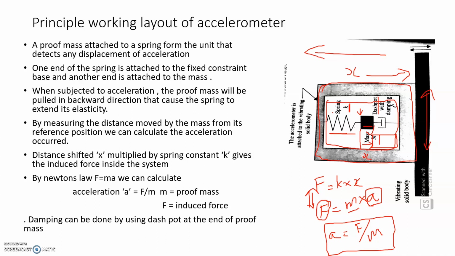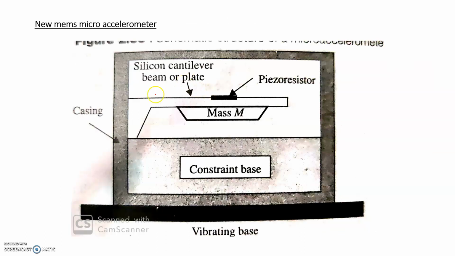Here we have a major drawback: the proof mass, spring, dashpot, metal casing etc. should be in the micrometer range. So it is very difficult to hold all these components inside a small microchip. Nowadays we are moving into the advanced version of the microaccelerometer, which has a structure like this.